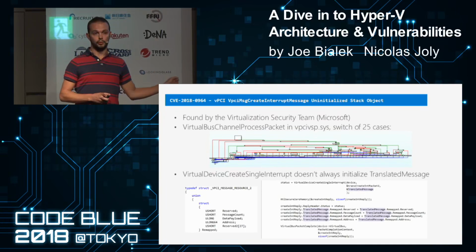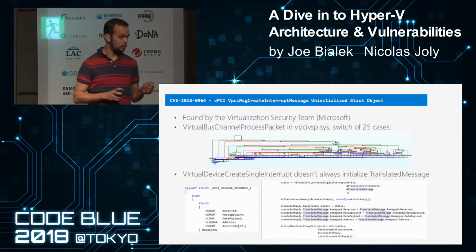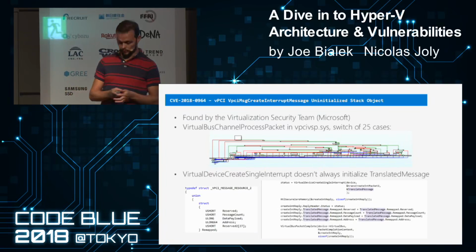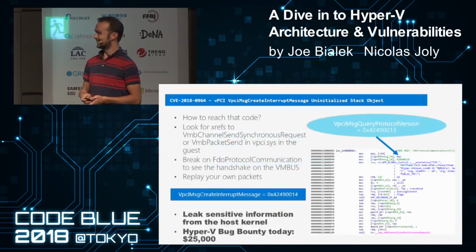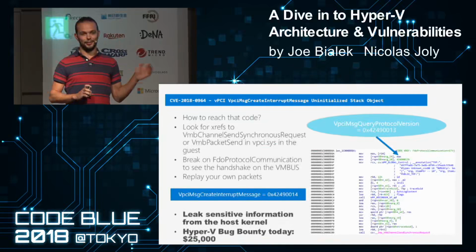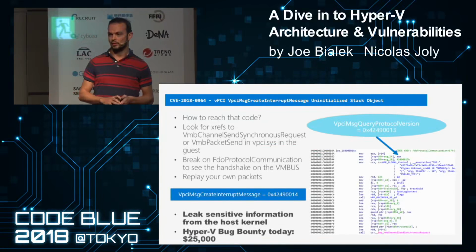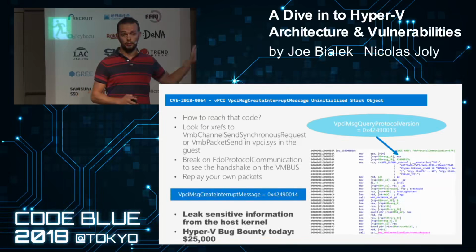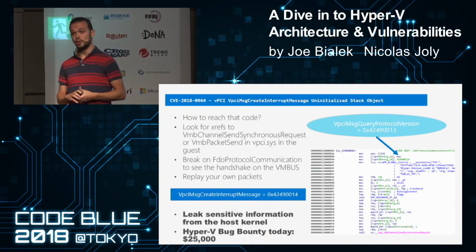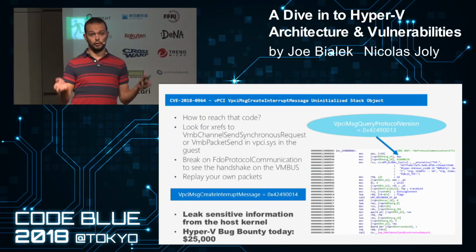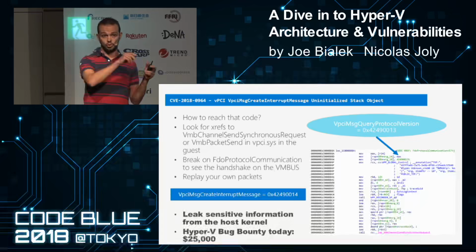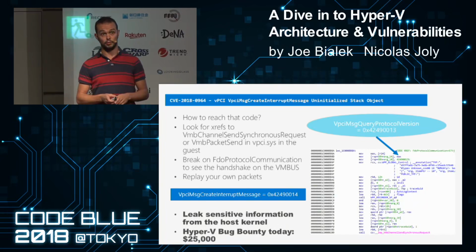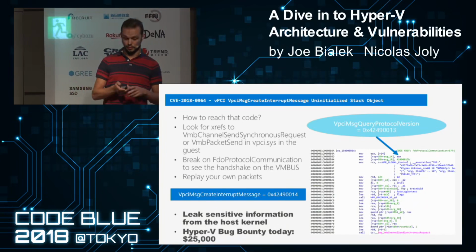For a bug like this, where you can leak stack memory from the host kernel, we would pay up to $25,000. However, we would need a POC. For this kind of issue, generating a POC is not that difficult. I do advise you to just put a breakpoint on FDO protocol communication in the guest in VPCI.sys, and just look at how the handshake is taken. And then you can just change your messages and try to fuzz it and see if that gives you any result. It's up to you.